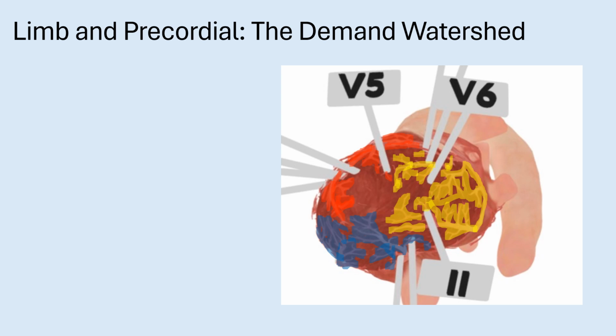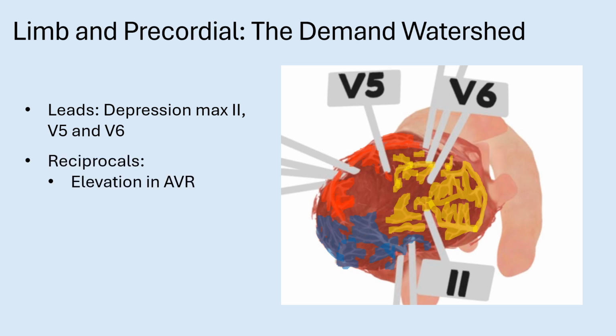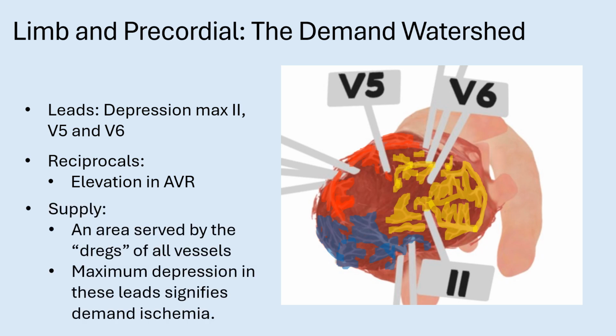Leads V5 and V6 are the demand watershed, where in a supply-demand mismatch situation, we see maximum ST depression. We will often see reciprocal elevation in aVR. You can see sort of here that the supply in this area is an area served by the dregs of all of the vessels. Maximum depression in these leads signifies demand ischemia.